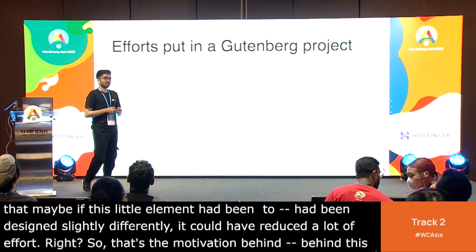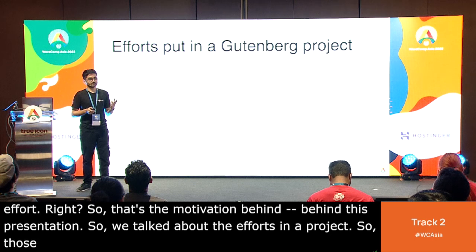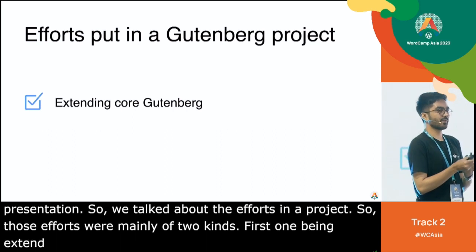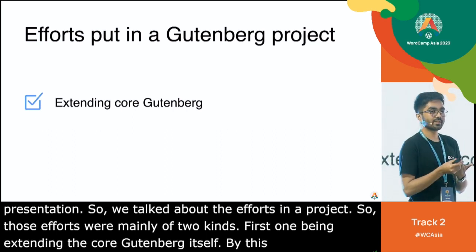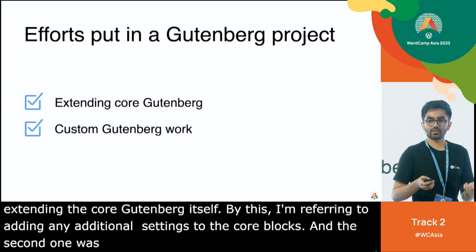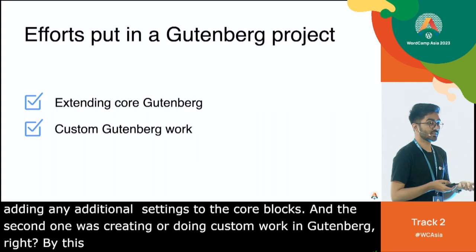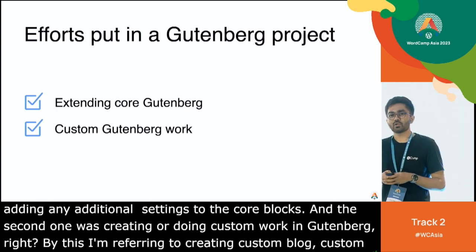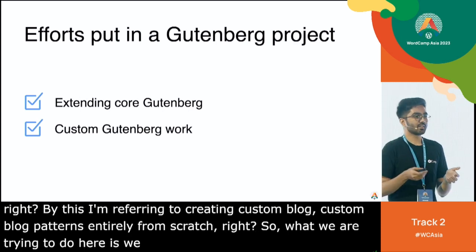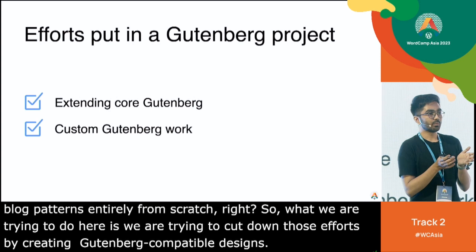So we talked about the efforts in a project. Those efforts were mainly of two kinds. First one being extending the core Gutenberg itself. By this, I'm referring to adding any additional settings to the core blocks. And the second one was doing custom work in Gutenberg, right? By this, I'm referring to creating custom blocks or custom block patterns entirely from scratch. So what we are trying to do here is cut down those efforts by creating Gutenberg compatible designs. Designs that are much easier to implement in Gutenberg.